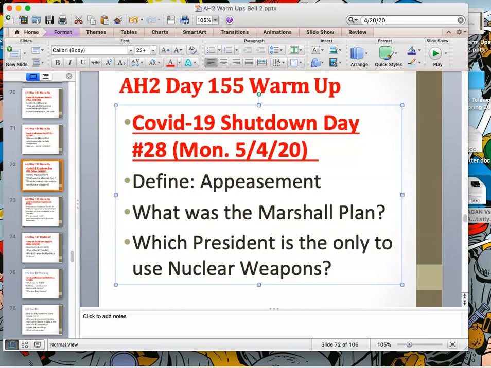Today we are actually going to start Unit 5 Part 2 that focuses on the Cold War. Unit 5 Part 1 was World War II. I'll get into that in a moment.